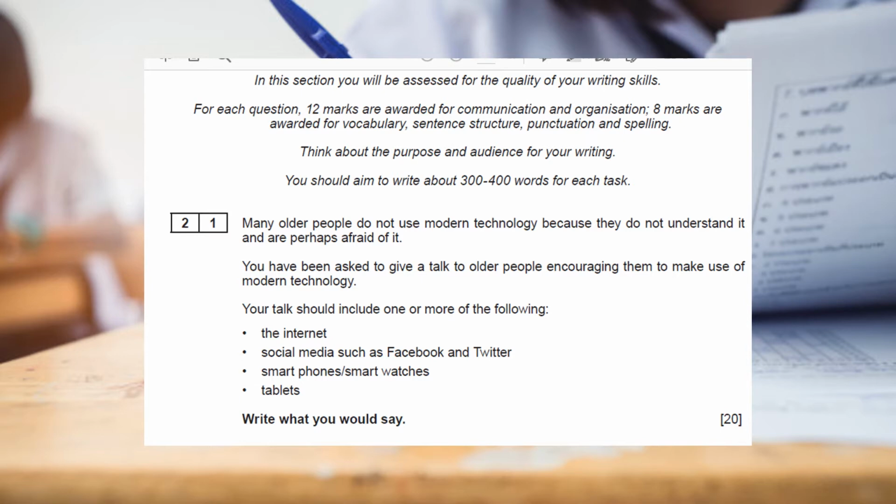Now they suggest your talk should include one or more of the following: the internet, social media, smartphones and tablets, and then it asks you to write what you would say. It says 300 to 400 words, so that's approximately 1 to 2 sides of writing. It should take you between 25 and 30 minutes to write your response, and the responses in the actual exam are what we're now going to talk through and why they got the grades they did.